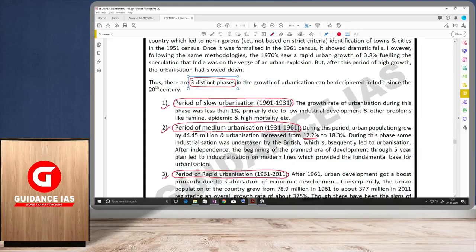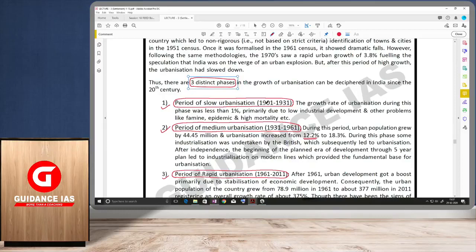There were very few urban centers which developed. So the rural urban transformation was what? It was slow. We know there were only few centers which developed as urban areas. और ये centers कौन से थे? Some port cities and some administrative headquarters which grew as the urban centers. ठीक है? So this is basically seen as the period of slow urbanization.